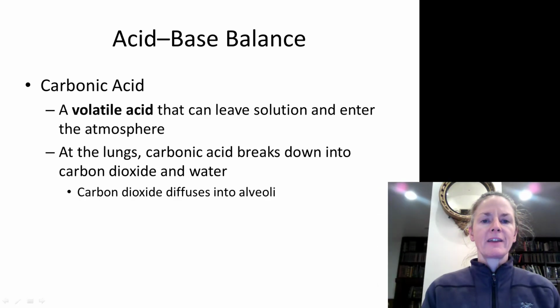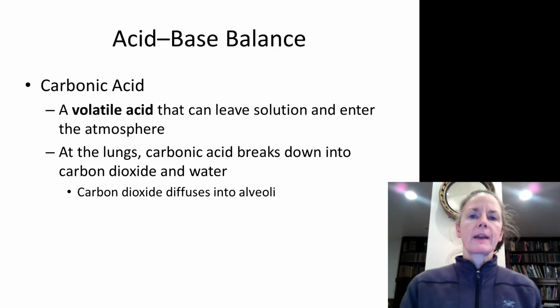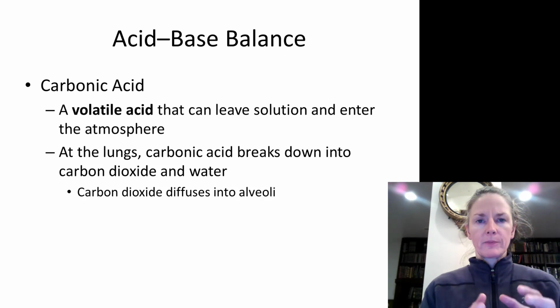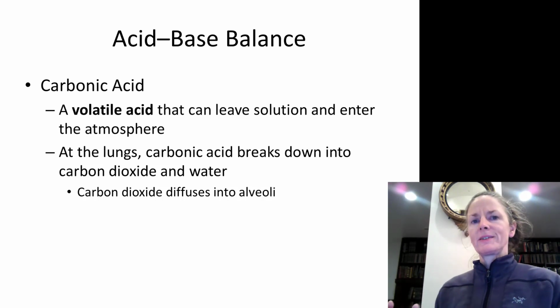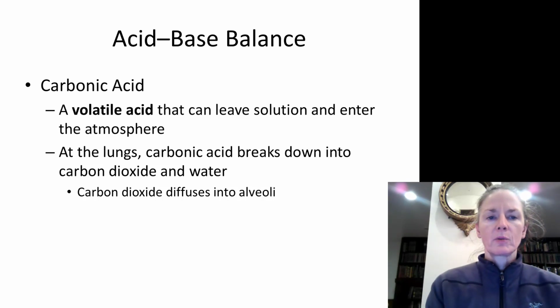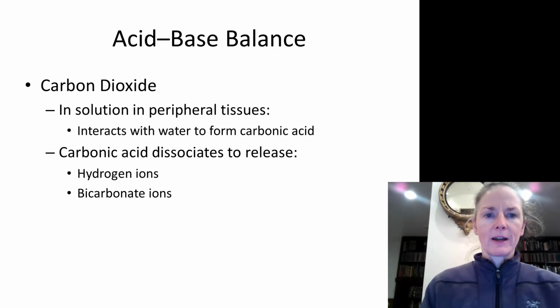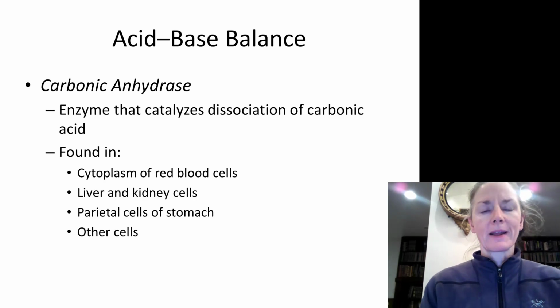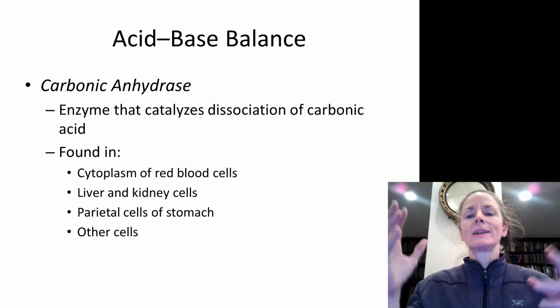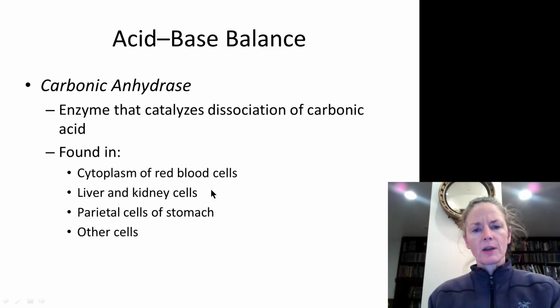And finally, we have a volatile acid, and that would be carbonic acid. And as you know, carbonic acid is formed when carbon dioxide and water come together to form carbonic acid, which then dissociates into bicarbonate ion and hydrogen ion. And so we see that a very powerful enzyme in this conversion is called carbonic anhydrase. And this can catalyze this reaction really in either direction, depending on where it's located.